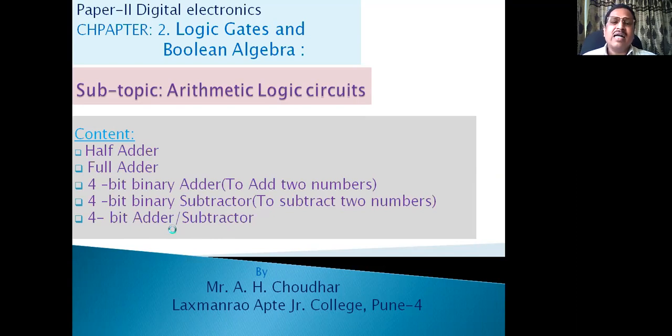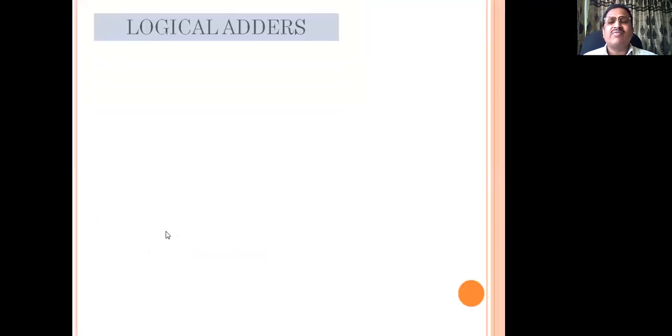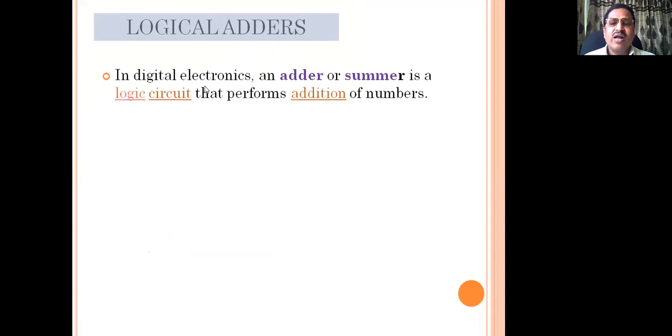We shall learn at the beginning a basic concept. What do you mean by logical adders? You'll find in every digital hardware or in every digital electronic circuit an adder or a summer, also called a summing device, is a logic circuit used to perform the addition of binary numbers. So logical adders are basically logic circuits which are used to perform the addition of binary numbers.